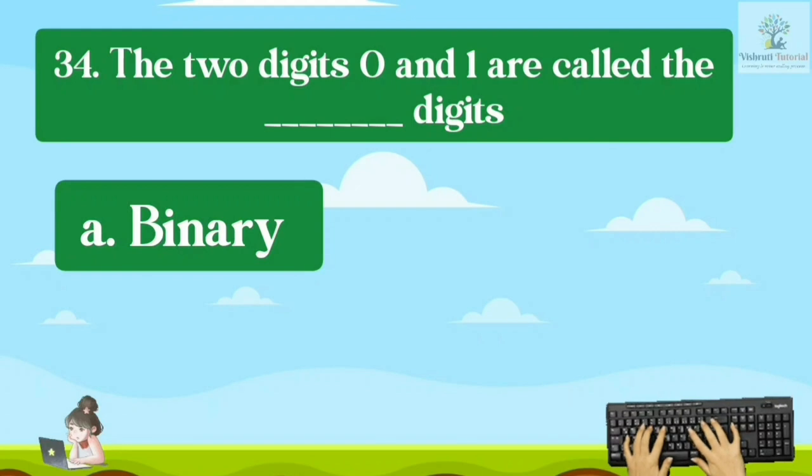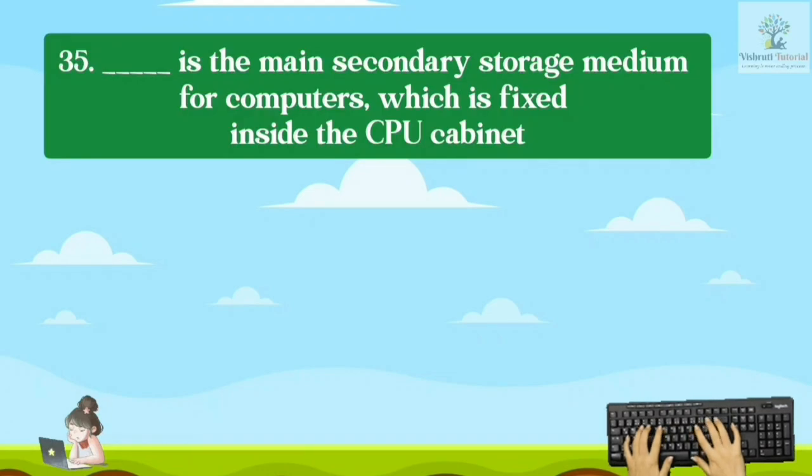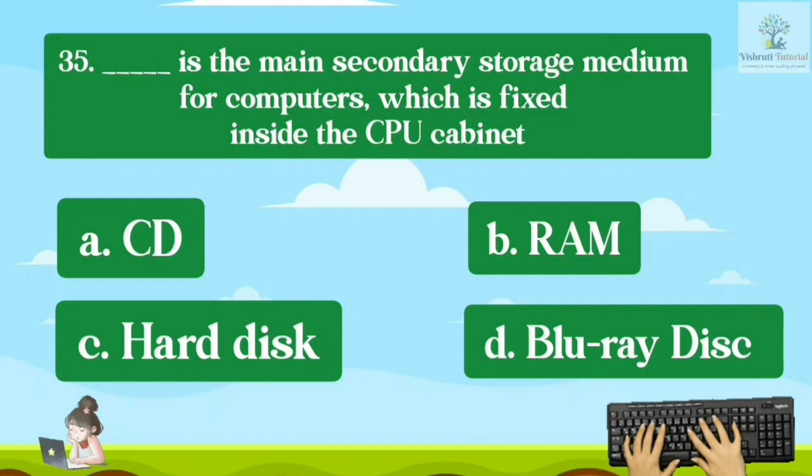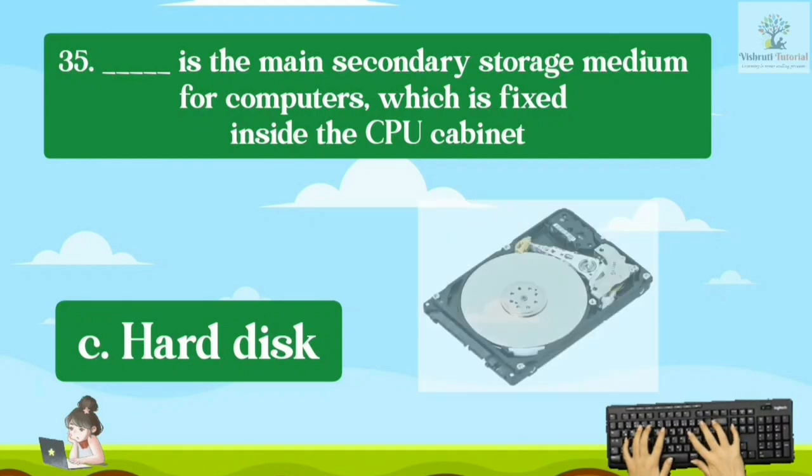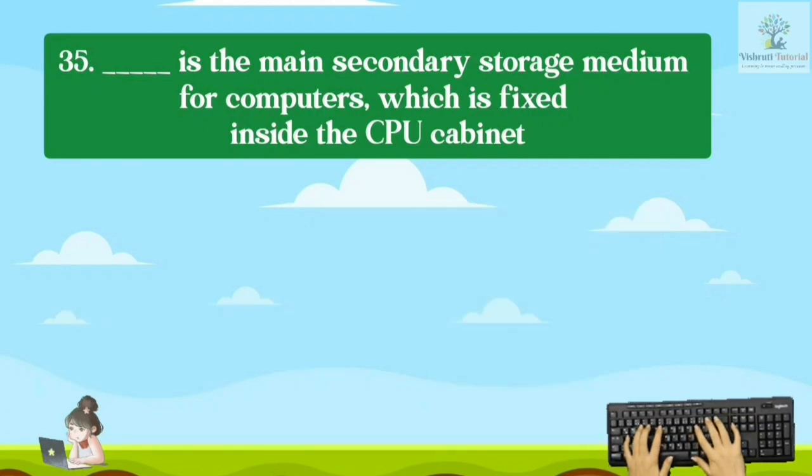The two digits 0 and 1 are called the binary digits. Question number 35. Dash is the main secondary storage medium for computers which is fixed inside the CPU cabinet. Options: A. CD, B. RAM, C. Hard disk, D. Blu-ray disk. And the correct answer is C, hard disk. Hard disk is the main secondary storage medium for computers which is fixed inside the CPU cabinet.